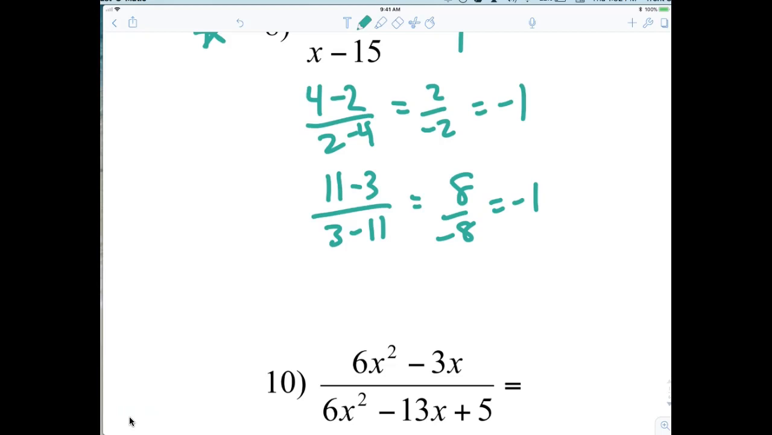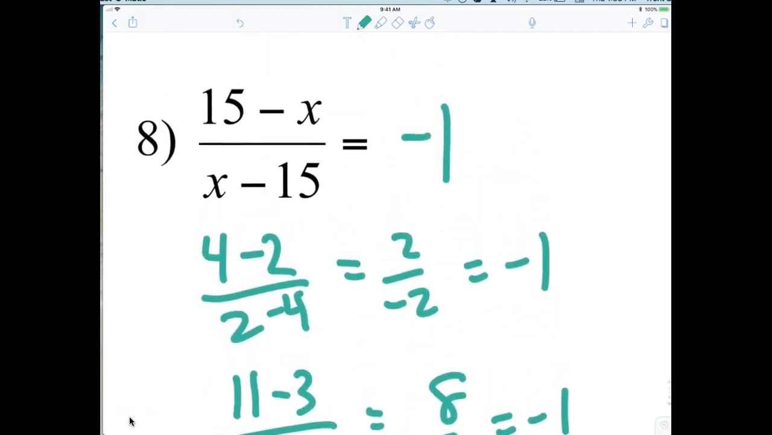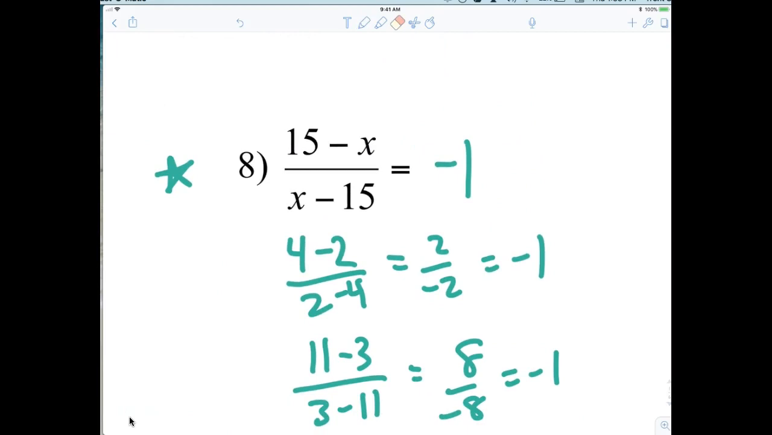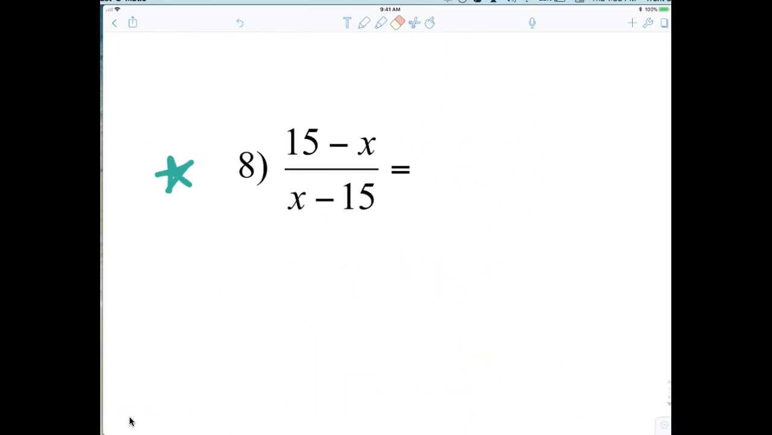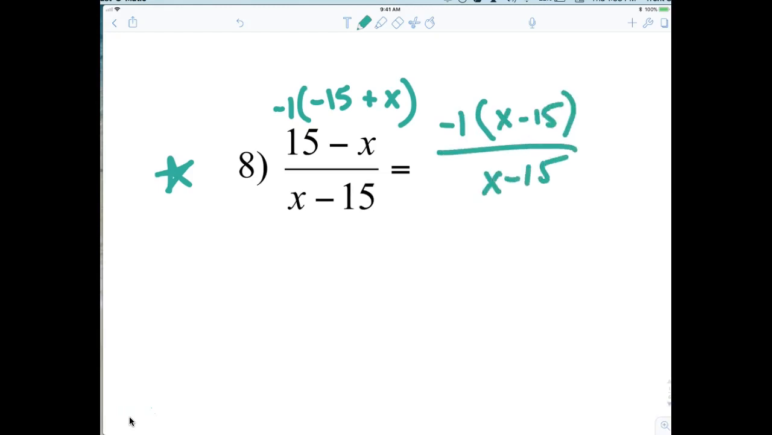Now I'm going to show you the math for why that works out. So please look up here. Let's look at this real quick. I'm factoring out a -1. If I factor out a -1, the 15 becomes a -15, and the negative x becomes a positive x. So then we can rewrite it as negative 1 times x minus 15 over x minus 15. So that's why the answer is negative 1.